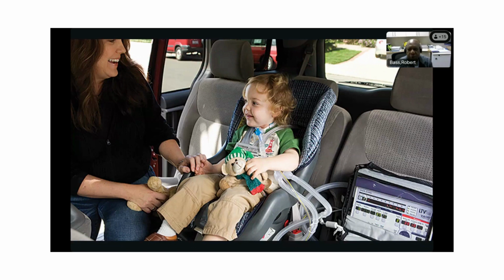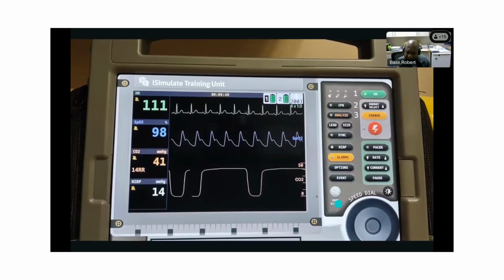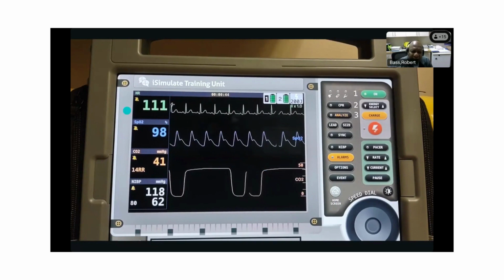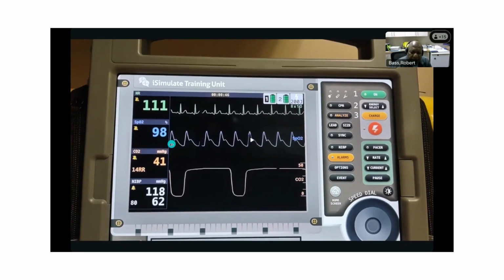Now, you move into your vital signs, obtain your baseline vital signs. You got a heart rate of 111. He's going to be sat'ing at 98%. The vent is breathing for him at 14 breaths per minute. You got an end tidal of 41 with a blood pressure of 118 over 62, and that MAP, mean arterial pressure, of 80. Any concerns when it comes to the vital signs?